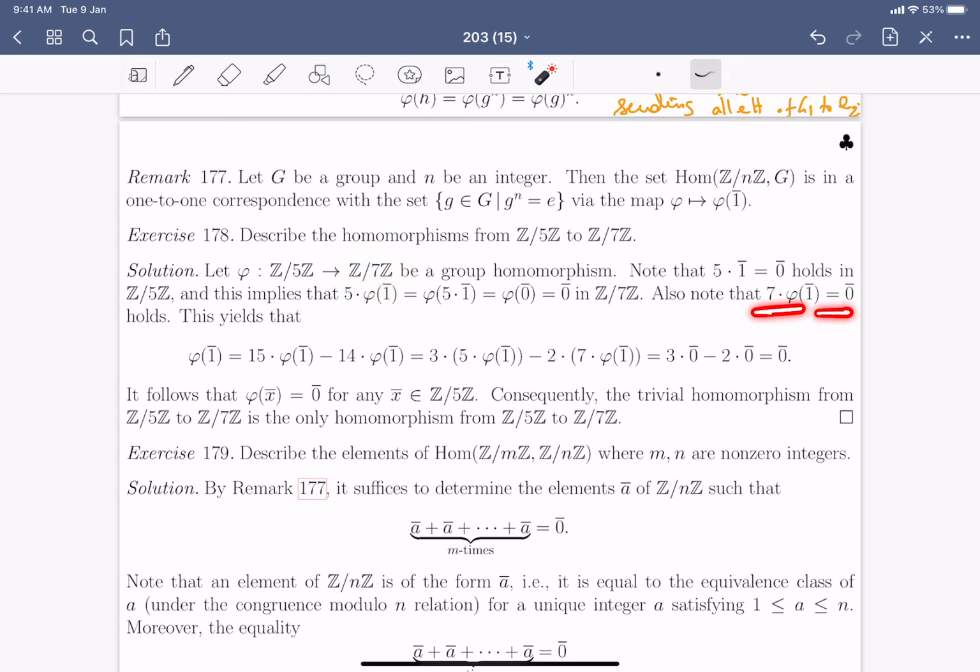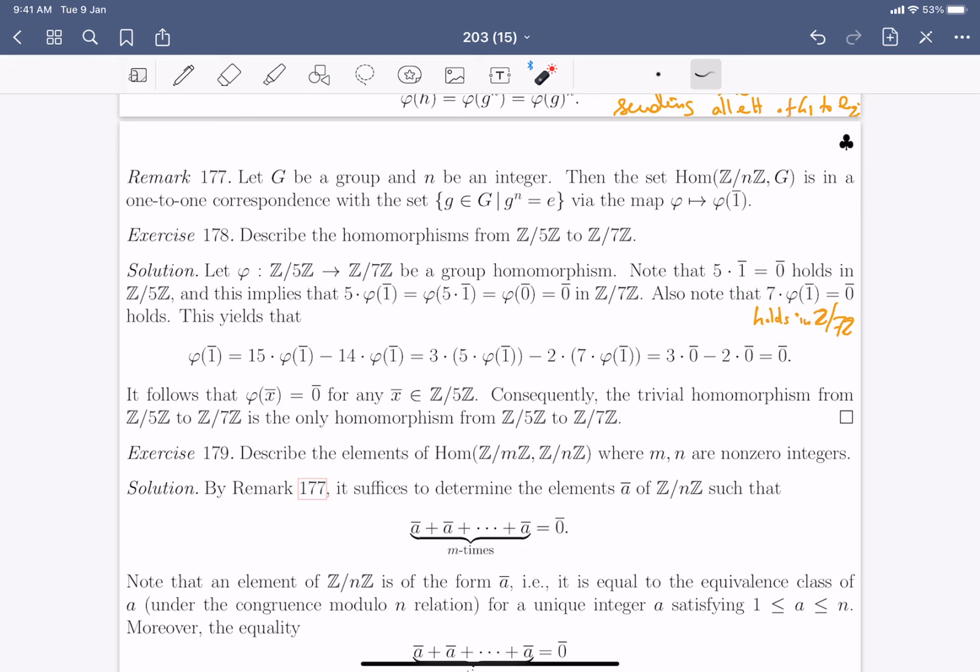Again, if you want to be precise, it's a good idea to write, at least when you are learning these notions of groups for the first time, that this holds inside the group Z mod 7Z. Anyway, you know that this equality holds. So what you have observed is that 5 times phi of 1 bar, that is phi of 1 bar composed with itself 5 times, leads you to 0, and again the same element composed with itself 7 times leads you to 0.